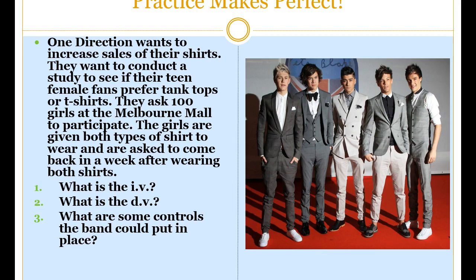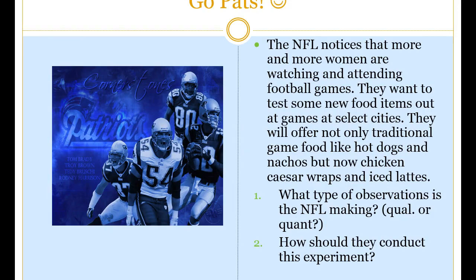All right, hopefully I'm back from being paused. The independent variable is the type of shirt. What depends on the type of shirt? Their female fans' preference. Okay? What are some controls the band could put into place? They could make the t-shirts and the tank tops the exact same color, the exact same design. Maybe they're made from the exact same cotton blend. Maybe you guys had some more creative controls they could put in place, but good job.